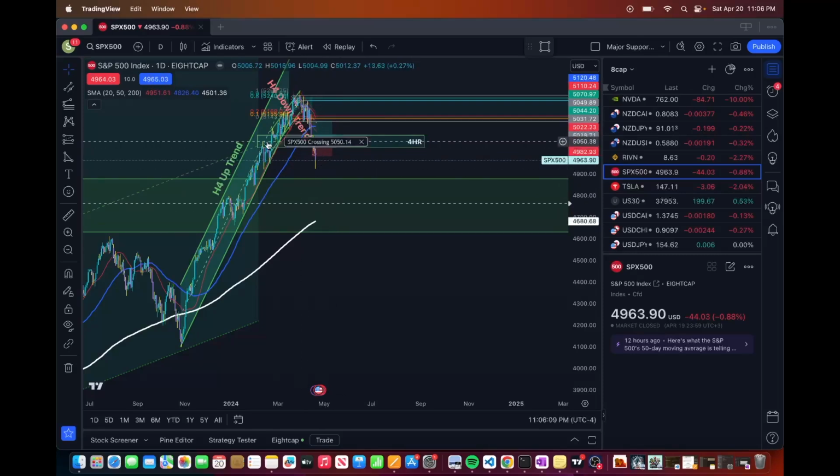I personally think, though, there's this unmitigated block and it just blew right through it. So I feel like it's going to go back up and test this level at 5050.14 and then go down to touch over here. So I'll be a seller up here and I'll be a buyer down here at 4764. That's really my plan. I have alerts on both, so we're going to see how that is.